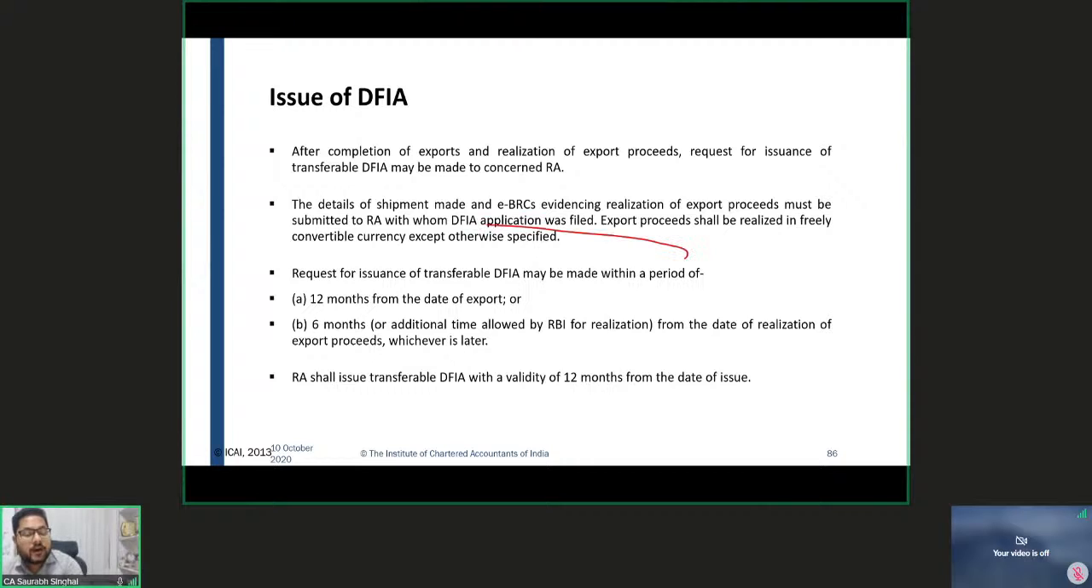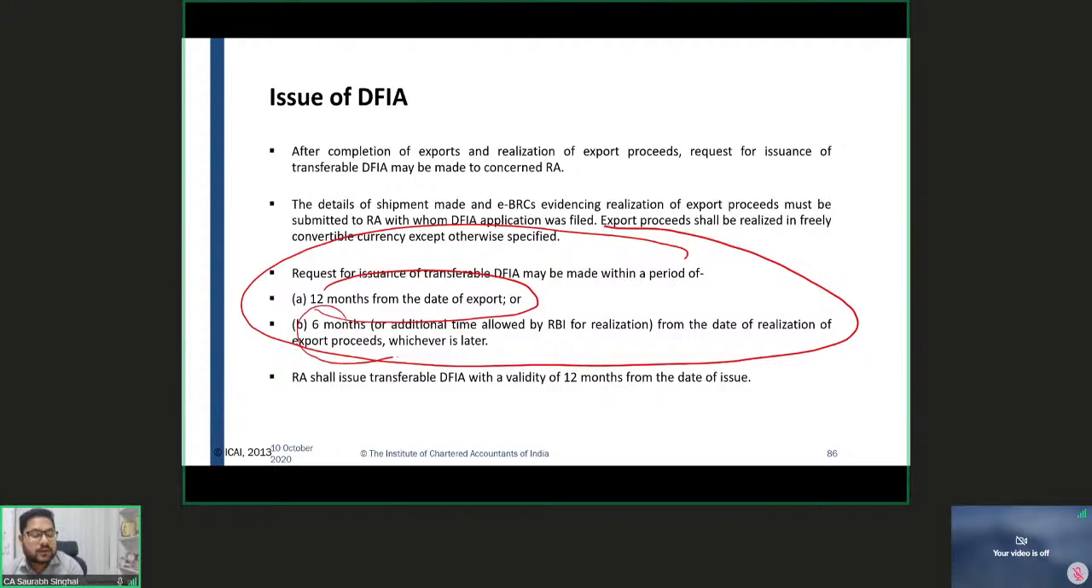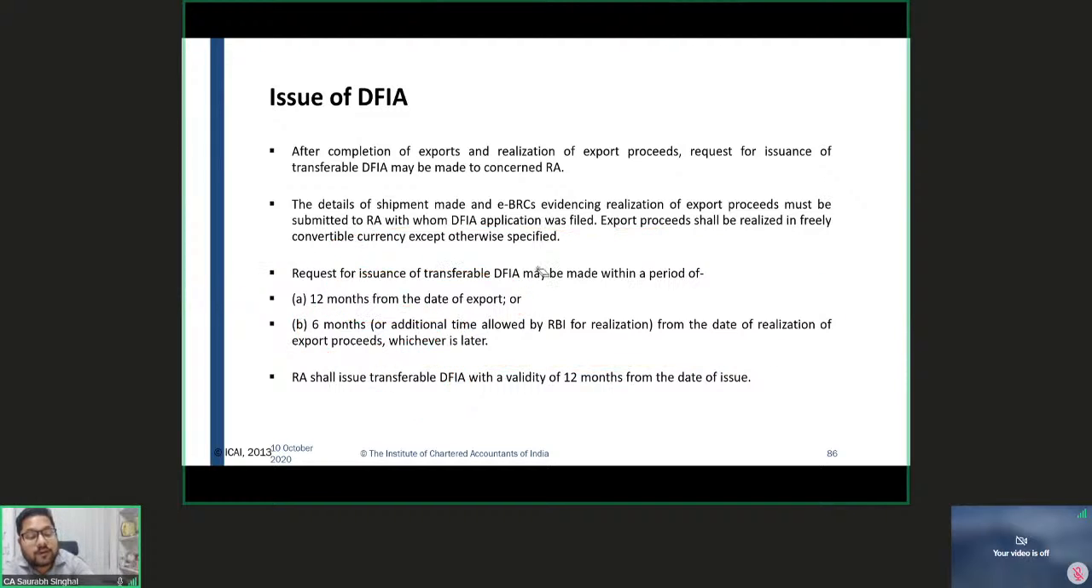After you have made the export, you make an application for issue of DFIA, which should be made within 12 months of the date of export or 6 months from the date of realization of export proceeds, whichever is later. RA will issue transferable DFIA with a validity of 12 months from the date of issue, 12 months. For MEIS SES, scripts had a validity of 24 months. Here the validity is 12 months. MEIS SES scripts can be used for any goods import. Here the scripts that will be issued, DFIA will be issued, can be used for only those imports which are used in that product.